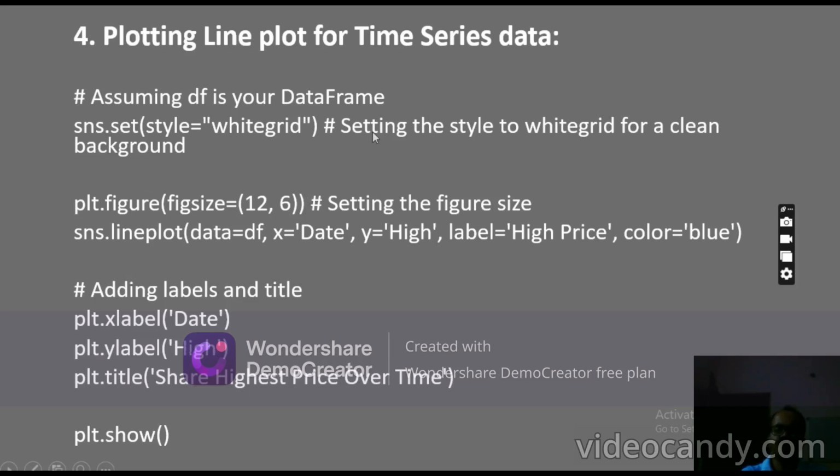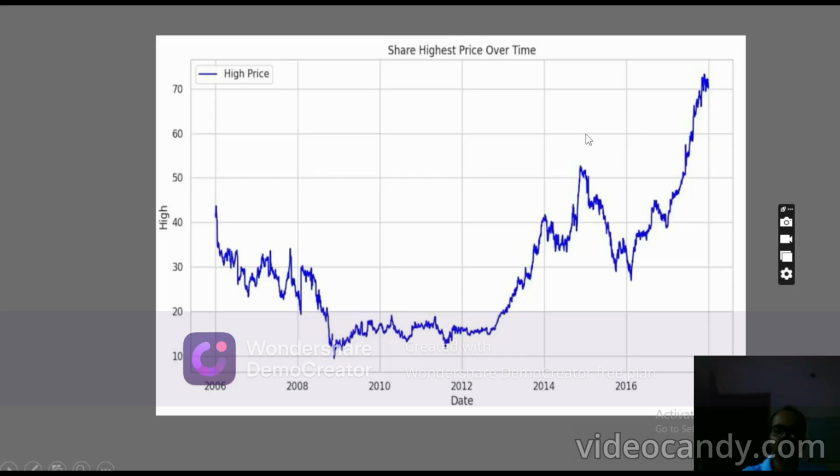Once the graph is ready, we can show it by using plt.show. See, the graph is ready. The x-axis is generated based on the date, the y-axis is generated based on the high. There is a line plot which is generated based on the data frame. By using the data frame, it generates the line plot using the Seaborn library. The title is share highest price over time.